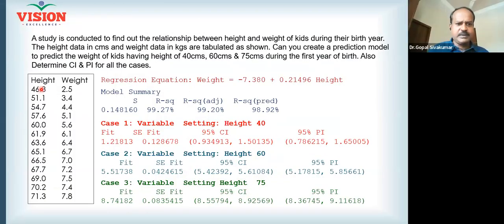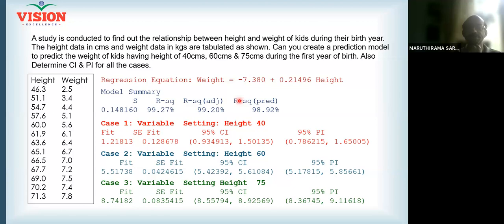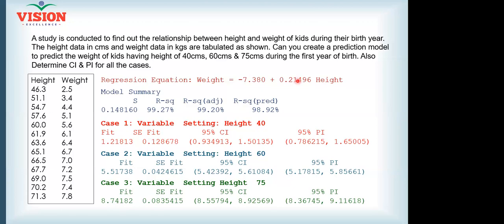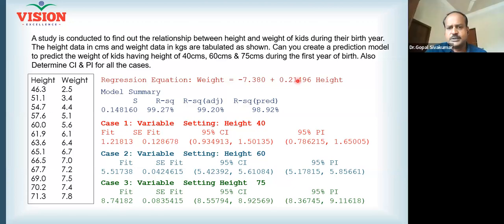Height information is available, weight is available, regression equation is available. Look at the R square values. Are you happy with your regression model? Yeah, 99.28. Yes, 99. That means the predictability is much better with your regression.